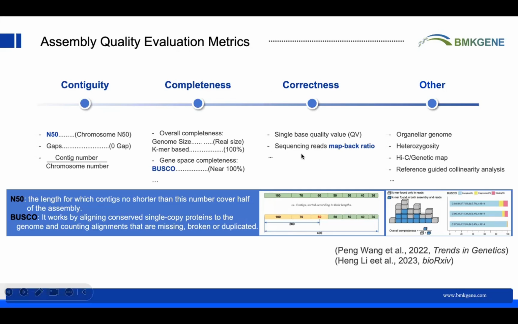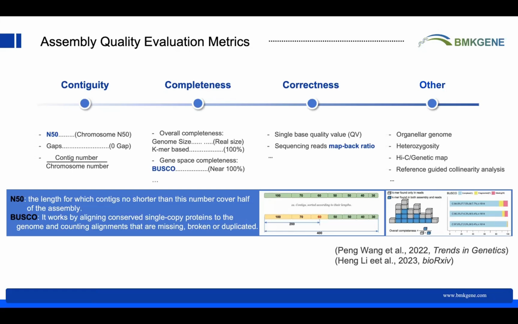Another indicator in this part is the sequencing reads map-back ratio. When we do the sequencing reads map-back, if the assembly is very correct, then all the sequencing reads will be mapped into the assembled genome. If the ratio is about 100%, wow, that's a very good assembly. But for most projects, if it's more than 95%, we would say it's a very good assembly.